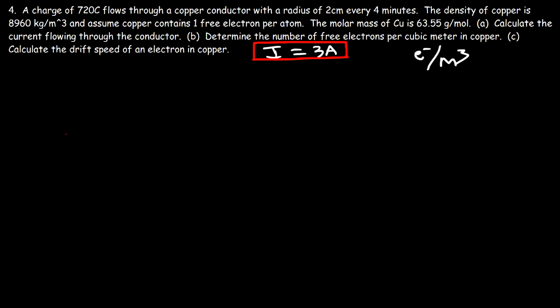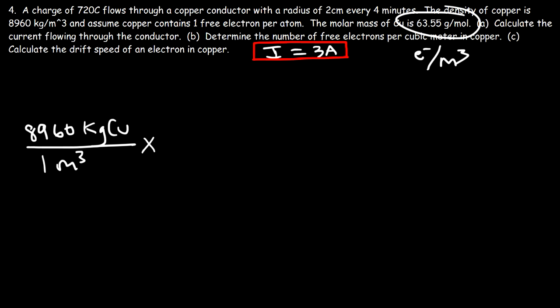Now notice that we're given the density. So starting with the density, we already have the number of cubic meters on the bottom. So we could say that there's 8,960 kilograms of copper in a volume of 1 cubic meter. And so that's the density of copper. Now eventually, we're given the molar mass in grams per mole, so eventually we need to convert kilograms to grams. Now 1 kilogram is equal to 1,000 grams. And so the unit kilograms will cancel.